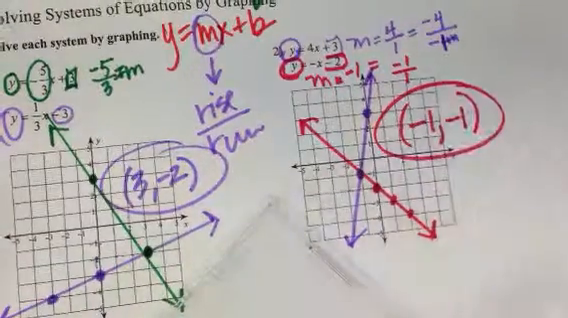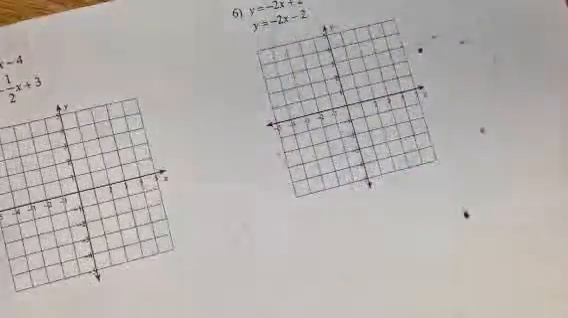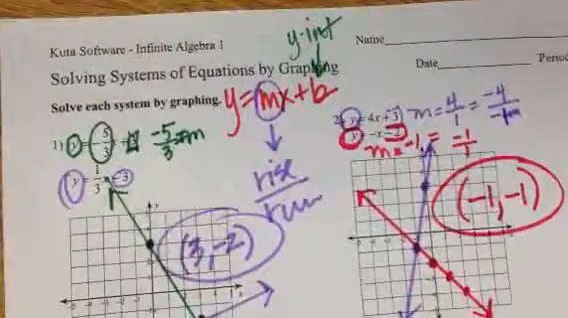I'd like you to go on and try the rest of these. There are 6 more. Every one of them is in y equals mx plus b form. Good luck.